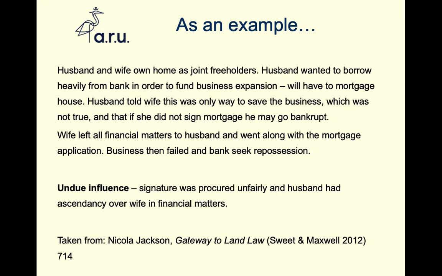But Nicola Jackson, in her Gateway to Landlord book, gives us a very good example. It unfortunately is usually a wife who's been deceived in these scenarios. We see husband and wife owning a home as joint freeholders, so both on the fee simple absolute in possession legal title. The husband wanted to borrow heavily from the bank in order to fund a business expansion and will have to mortgage the house.